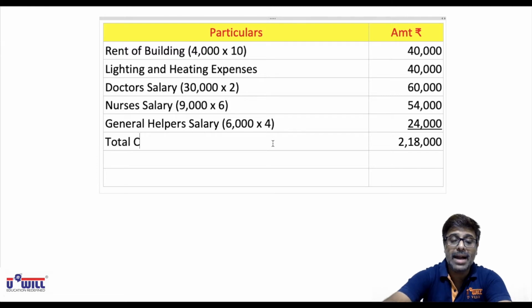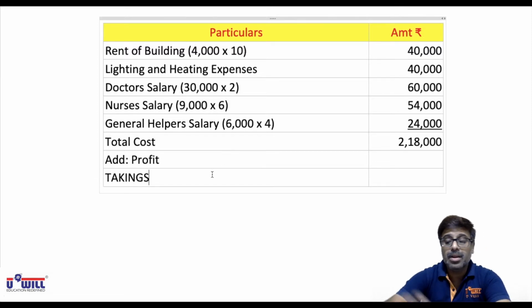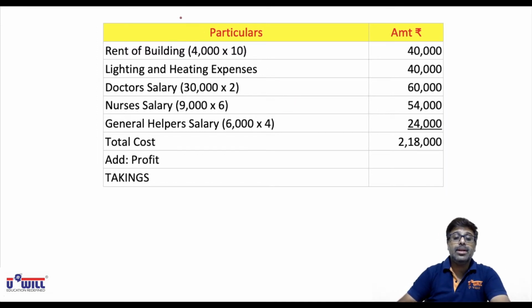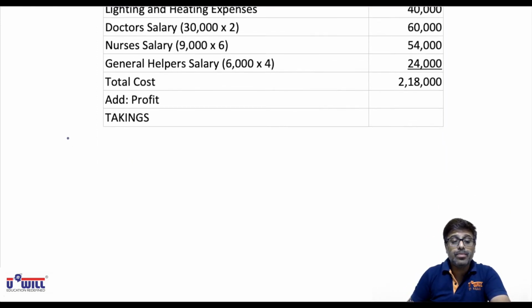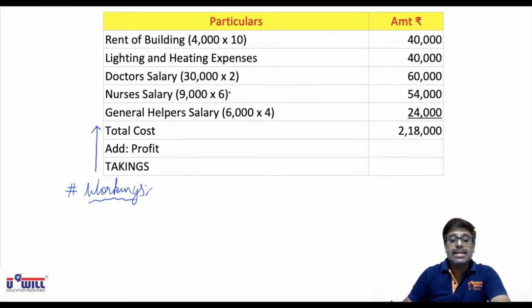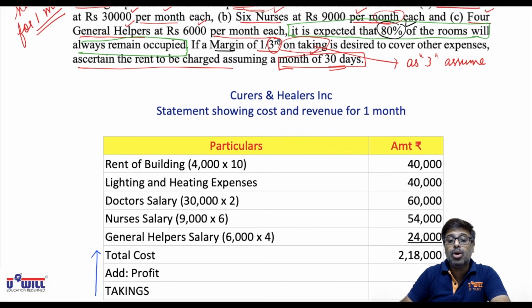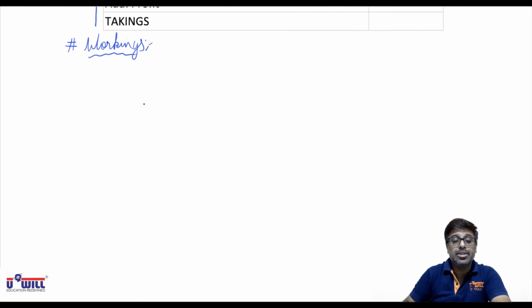Now in that we have to add the profit margin and we have to work out the takings. Here we'll make the workings. How to find the amount of profit? We have done it in the hotels chapter also. We will go reverse. As I said to you, since it is given 1/3 on takings, we'll assume the takings as 3. So suppose takings is equal to 3.